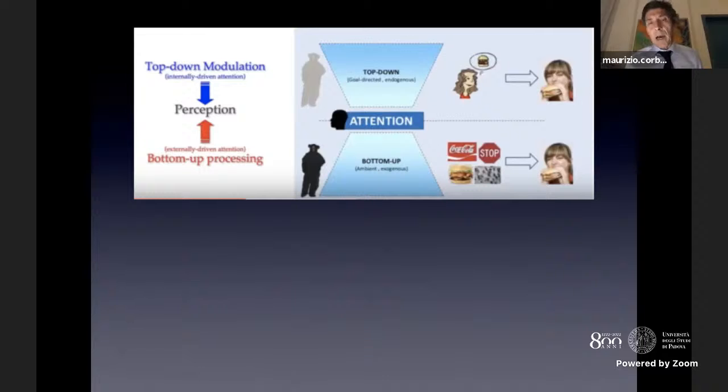So I study attention, so I know a little bit about it. You can have bottom-up processes: you see a Coca-Cola sign and you feel like having a Coke, or you see a burger sign and you want to go to McDonald's. Or now you're hungry and you're thinking about a burger, and that's your top-down set that drives your behavior, okay?